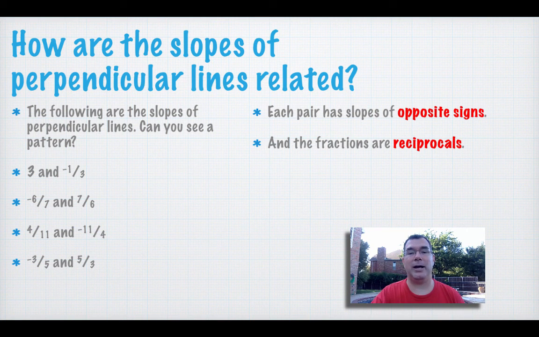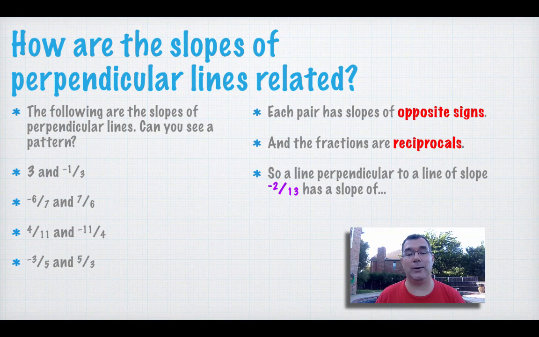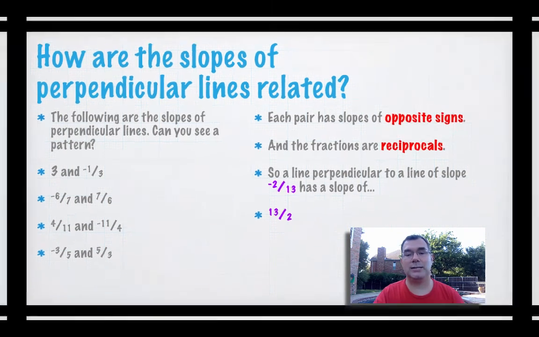So that's how I find the slope of a perpendicular line. I take the slope that I was given, change the sign of it, and flip the fraction upside down. So if I had a line that had slope negative 2/13, then the perpendicular line to it, or any perpendicular line to it, would have a slope of 13/2. Okay, so that's going to help us find our m.